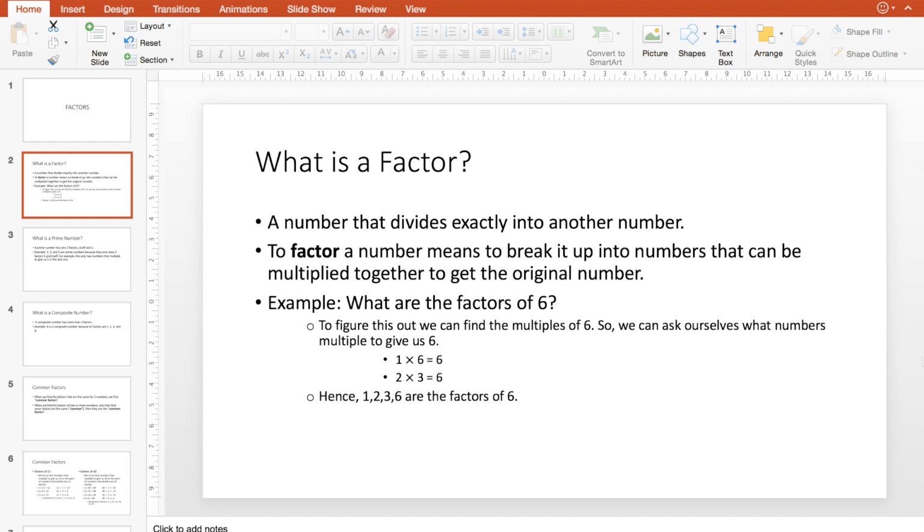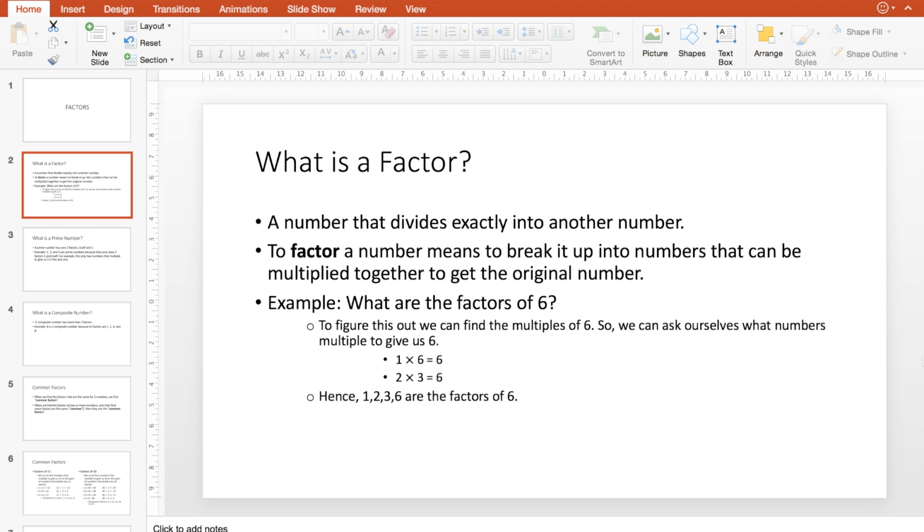The example says, what are the factors of 6? So to figure out the factors of 6, we can find the multiples. That is, we can find numbers that multiply together that give us 6. The most generic and the simple one is 1 and 6, or 6 and 1. So 1 and the number itself are always going to be factors no matter what type of number you're dealing with, either prime or composite.